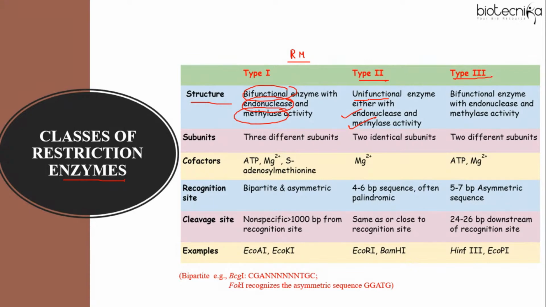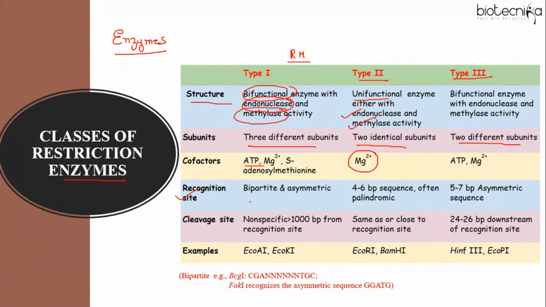Then when we talk about subunits, type 1 have three different subunits. Type 2 has two identical subunits, and type 3 has two different subunits. Now, these are enzymes, so definitely they'll require some cofactors, right? So type 1 and type 3 require ATP and magnesium ion. But type 2 is the only enzyme which does not require ATP. It requires only magnesium ion. And the very important differences are in the recognition site.